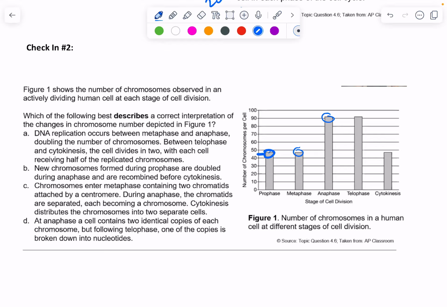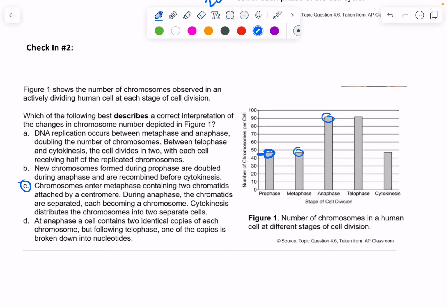The number of chromosomes per cell, technically, we would say unduplicated chromosomes at anaphase, right? We go from duplicated to unduplicated, duplicated to unduplicated. And so I'll give you a second to look at the options. And what we should see is that C is going to be the correct answer. So chromosomes enter metaphase containing 2 chromatids attached by a centromere. During anaphase, the chromatids are separated, each becoming a chromosome. So that's the phase. Anaphase is when they specifically become their own chromosomes. Cytokinesis distributes the chromosomes into 2 separate cells.